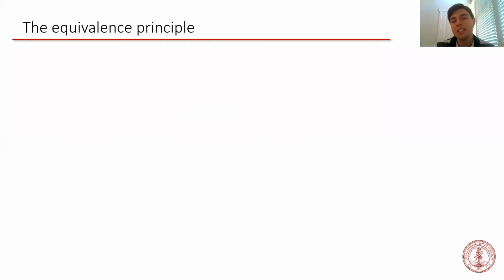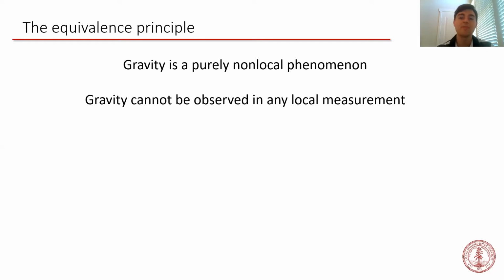To understand the significance of an equivalence principle test, we need to have a clear idea about what the equivalence principle physically means. The essence of the equivalence principle is this: gravity is a purely non-local phenomenon. The influence of gravity cannot be observed in any local measurement. This principle is, at least to me, rather counterintuitive on first impression.